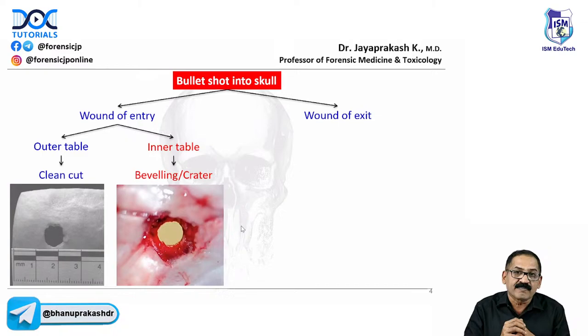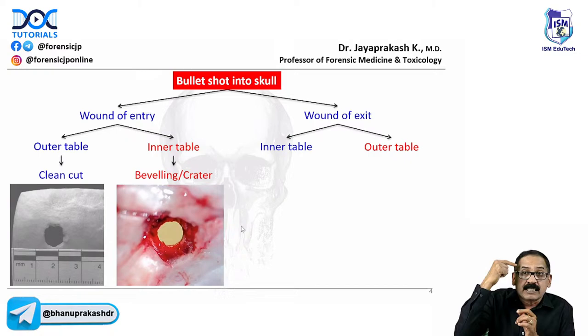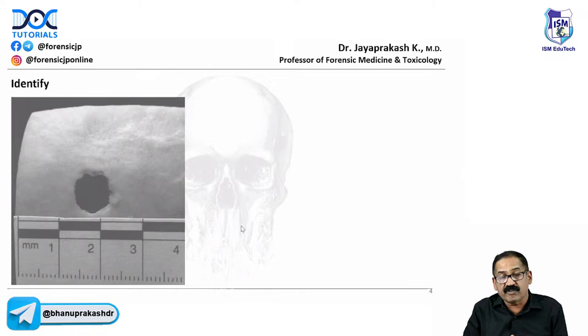Now, how to say this particular picture is inner table? I will show you the next enlarged picture. Okay, how we have to differentiate whether it is inner table or outer table, I will tell you. At the same time, wound of exit, the inner table is cleanly cut, whereas outer table, there is beveling. Already I showed you a picture. Again, I am going to show you the picture. Okay. Look here. Identify. What is your answer?